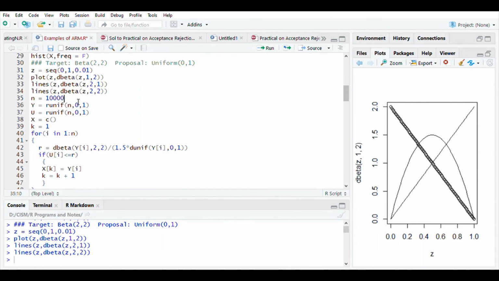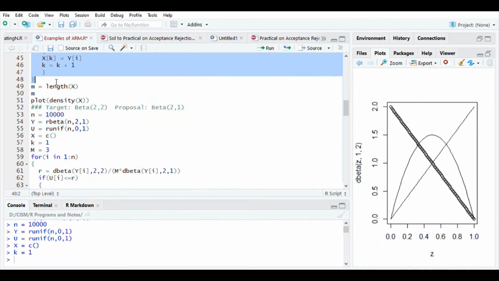So again we have 10,000 observations. Because the proposal distribution is uniform, y is generated from uniform(0, 1), and again we need uniform(0, 1) numbers also. So we are generating u from uniform(0, 1), x we are storing here, k is the starting counter. We have already seen that the constant is 3/2 for this combination, so I have included it here. So let us run this code and see what we get.